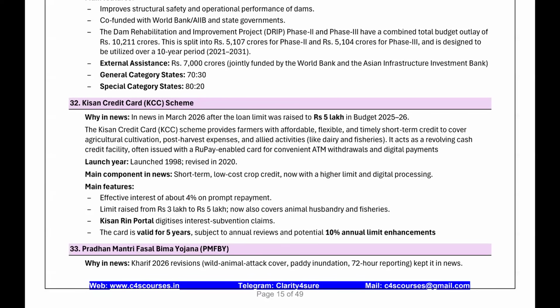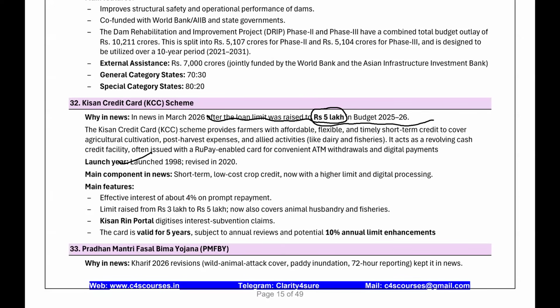Please try to understand, the launch year is 1998, revised in 2020. Why is it in the news? Because the loan limit was raised to rupees 5 lakh in Budget 2025-26. Key points: affordable farm credit, the limit has been increased to rupees 5 lakh, and it covers fisheries as well as animal husbandry.